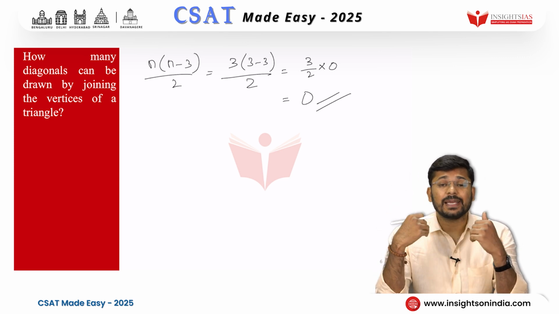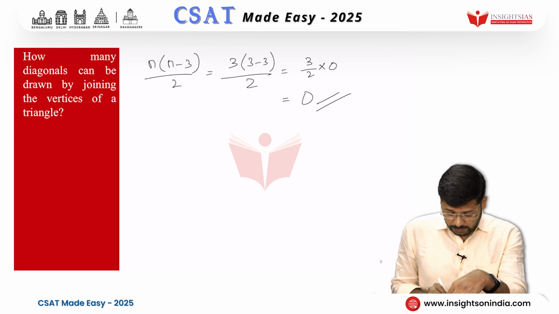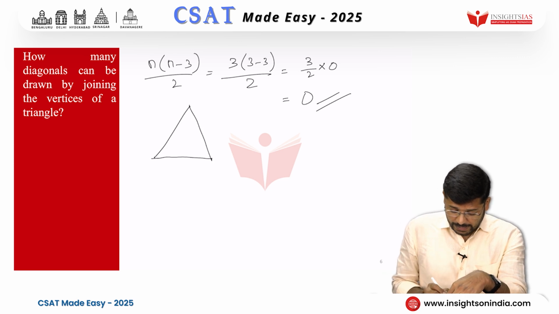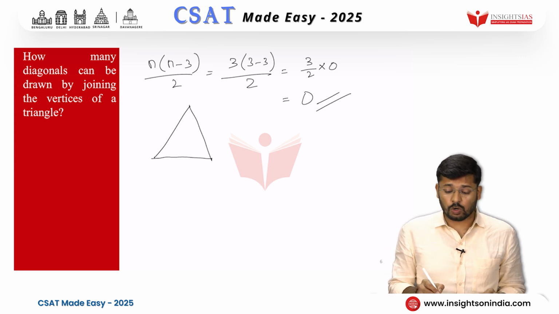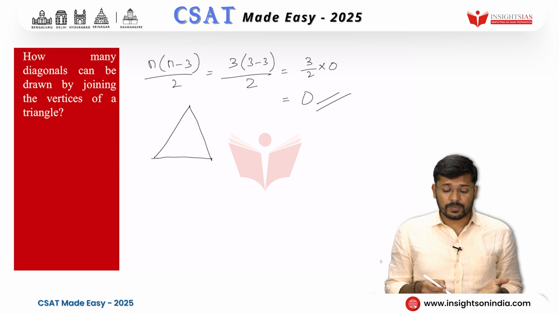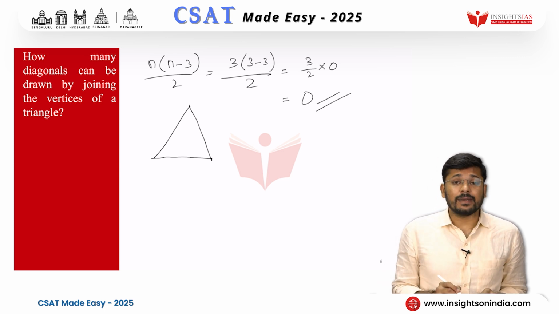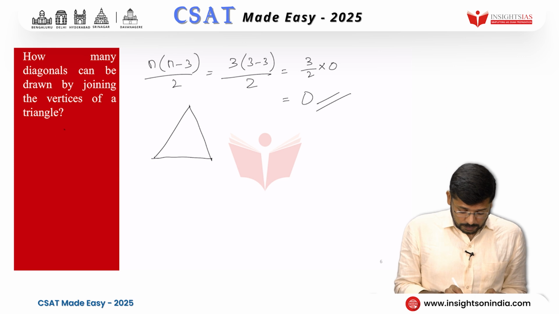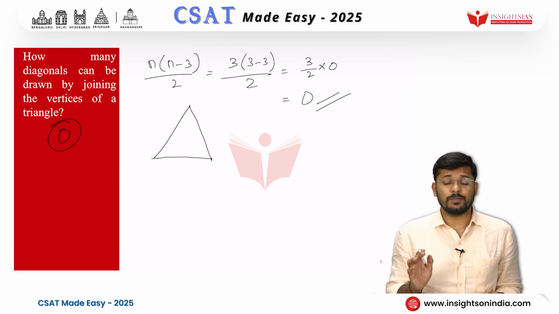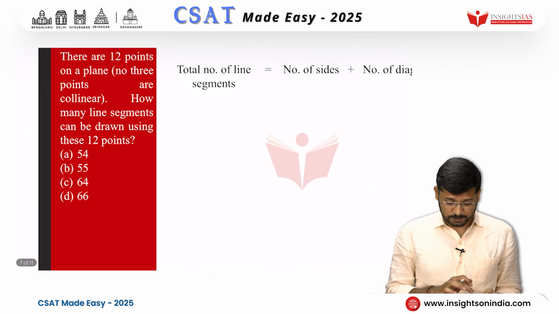A triangle cannot have any diagonal at all. You can look at it directly. Are there any two vertices which are not already joined by the sides? No, right? There are no 2 points left out to join. So, how many diagonals can a triangle have? The answer is 0. Okay, let's go to the next question now.